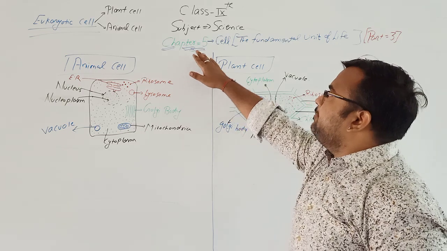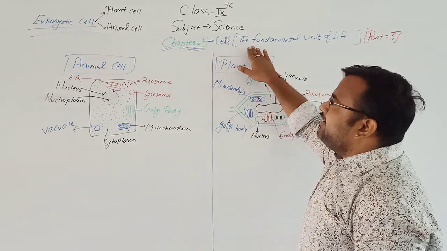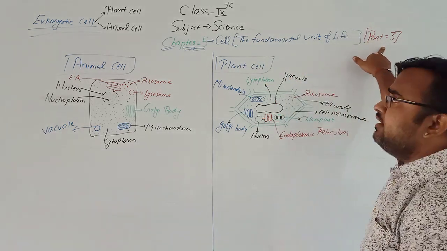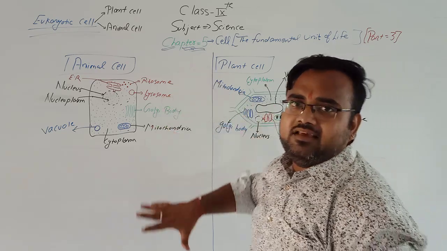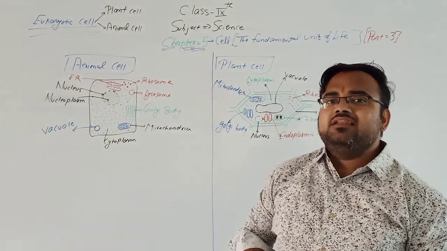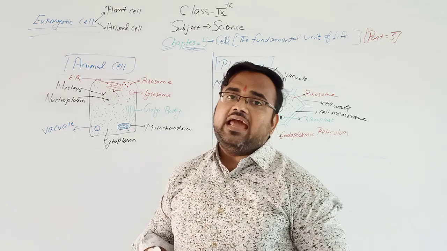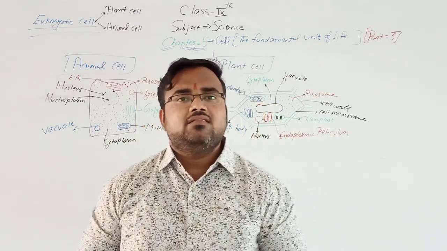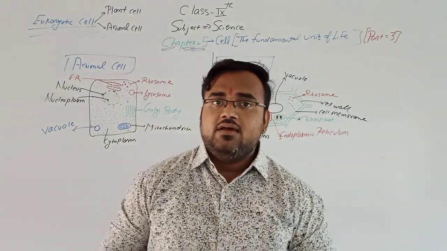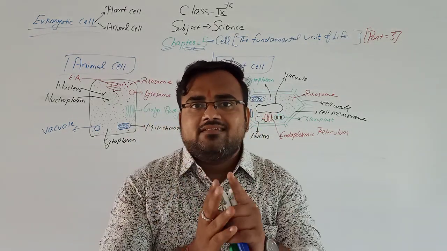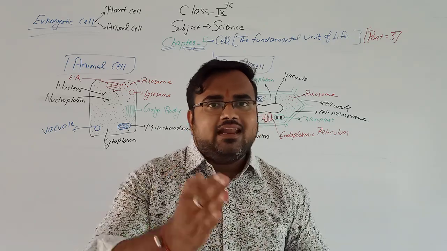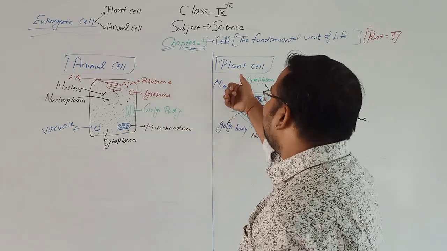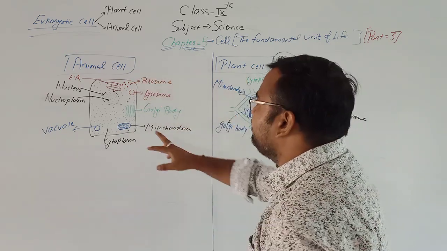Today we will continue chapter 5, Cell, the fundamental unit of life, and today's part is part 3. In part 3, we'll see the difference between the plant cell and animal cell. As we know, the eukaryotic cell is divided into two parts, that is plant cells and animal cells. So we'll see the basic structure and the difference between the plant cell and animal cell. Clear? So here you can see animal cell and plant cell.